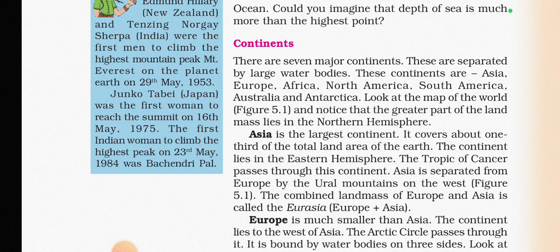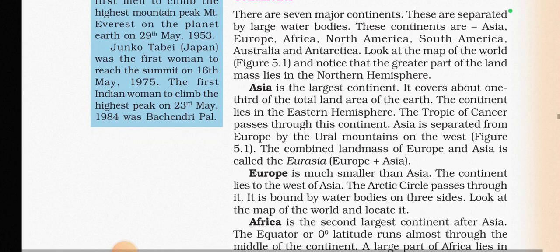And now moving ahead to the continents. Okay, so there are seven major continents, separated by large water bodies. These continents are Asia, Europe, Africa, North America, South America, Australia, and Antarctica. Okay, as I have shown you on the map, you can visit these maps also.